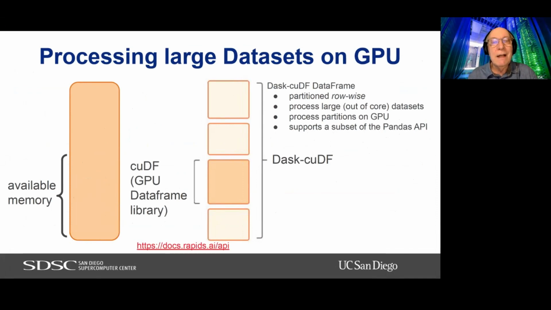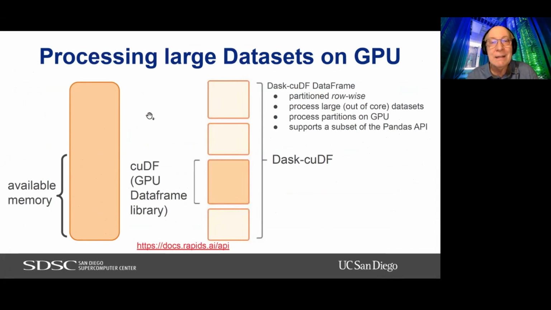The other one, this slide almost looks identical, but now we're talking about processing large data sets on GPU, and we'll do both. NVIDIA has developed a GPU-powered data frame library, which is called cuDF or CUDA-DF. But again, it's limited to the available memory. For example, on Expanse, we have the V100s, and they have 32 gigabytes of memory. So you're limited to that. If you have less than 32 gigabytes, CUDA-DF will just work fine. If you have more, you're going to get an out-of-memory error.